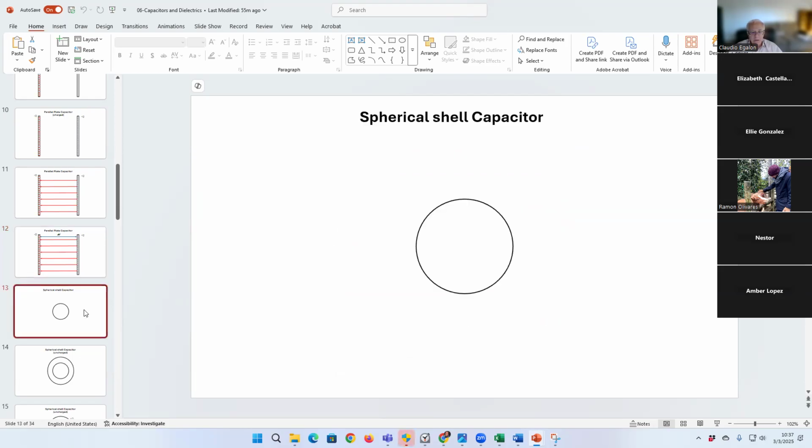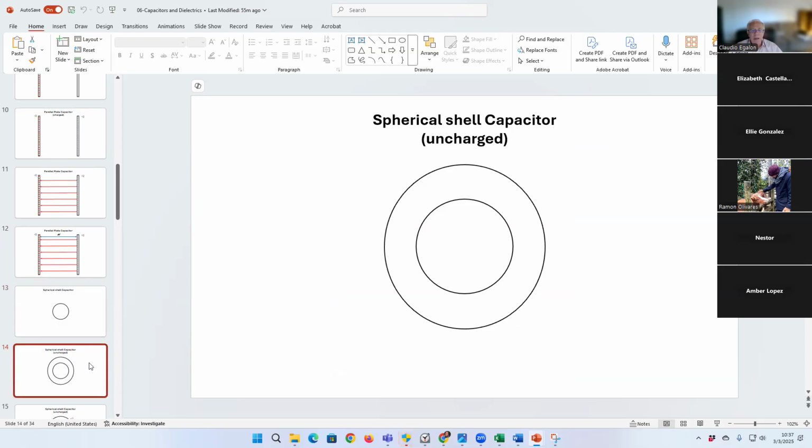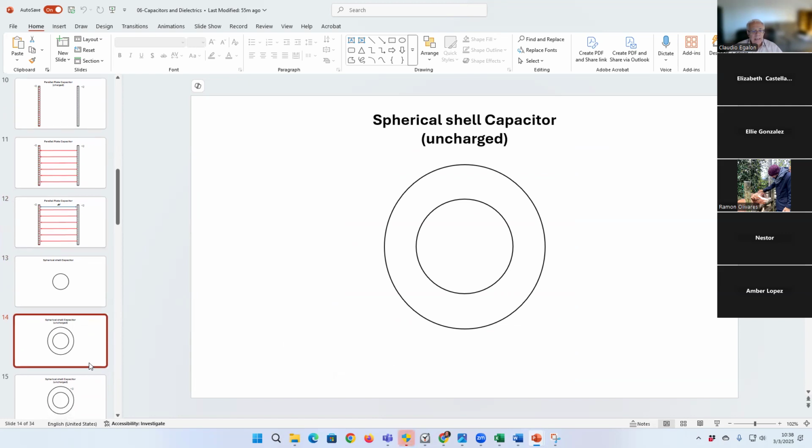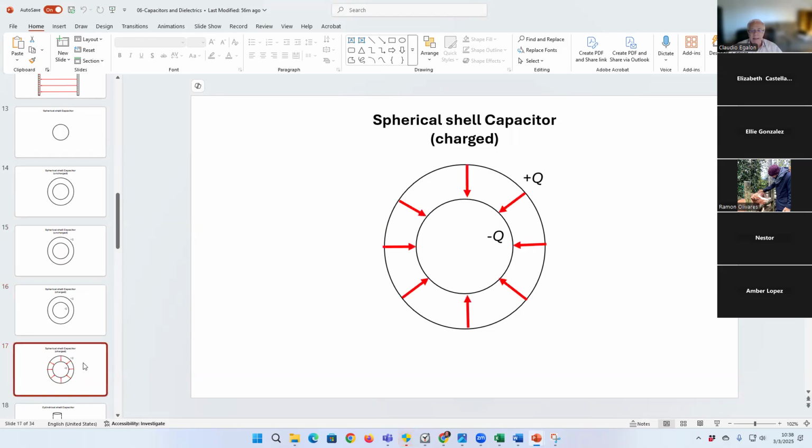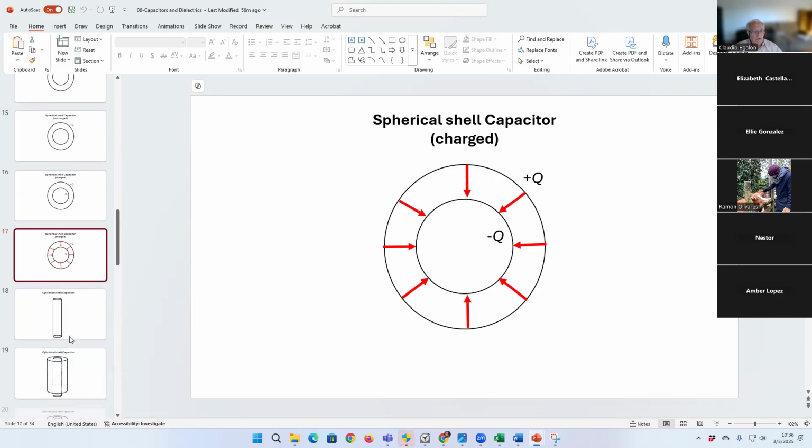But we also have a spherical shell capacitor. One sphere concentric with another sphere, uncharged. And then you can charge those two spherical shells, one with a positive charge, the other with a negative charge. When we charge them, you have an electric field. And not only do we have an electric field, but we also have energy stored in this capacitor.